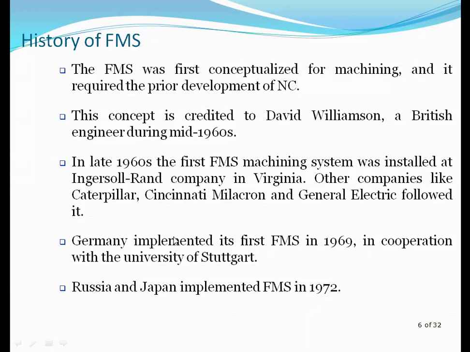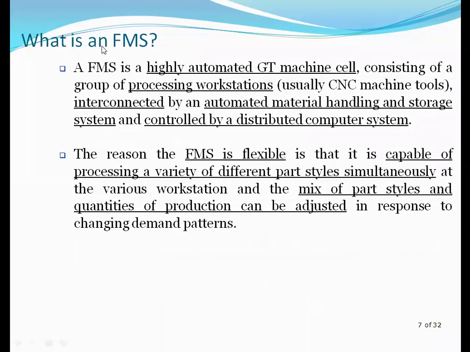Usually this flexible manufacturing system is very useful in automobile industries, where the production is done in batches. And what is this FMS? Just now I have given the definition. This FMS is a highly automated GT machine cell, GT being your group technology, consisting of a group of processing workstations. Usually the workstations have CNC machines. The CNC machines are automated machines used for various purposes like turning, machining, finishing, and all those things. And usually a program will be written.